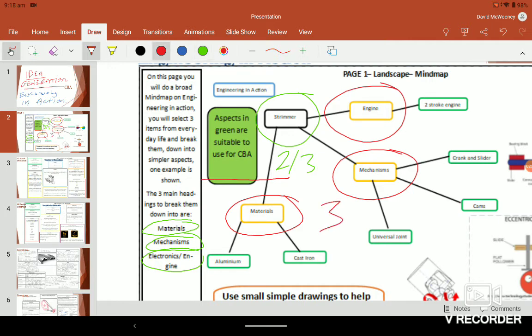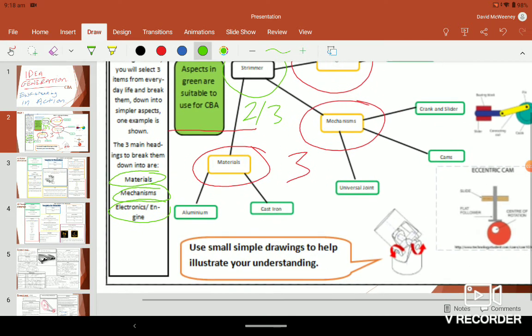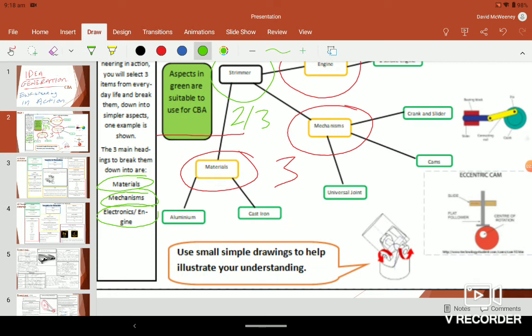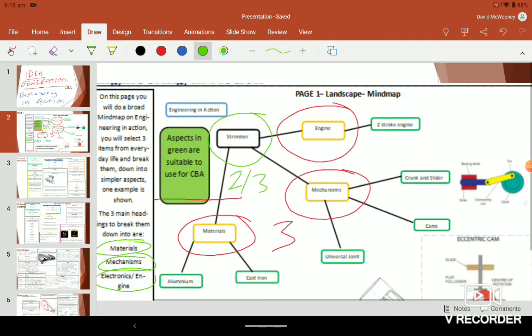And then you break it down further. And so you can see all these objects I have in the green. Again, I've broken it right down. So again, you have aluminium would be used for making the shaft. Cast iron is needed for the engine. Universal joint is needed to allow the strimmer to bend, to move when it's on a bend. Cams in the engine, crank and sliders in the engine.